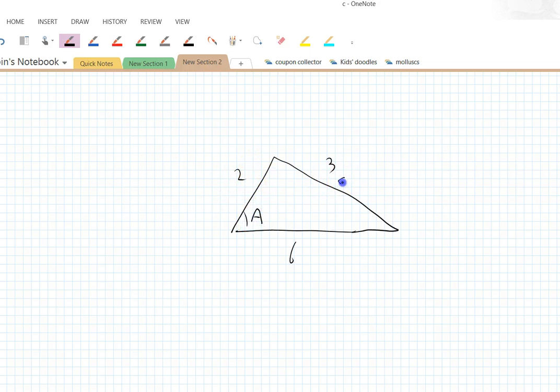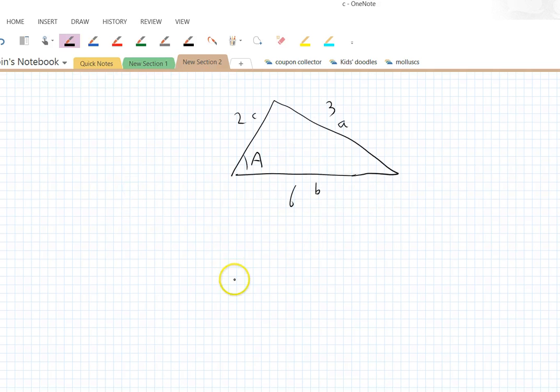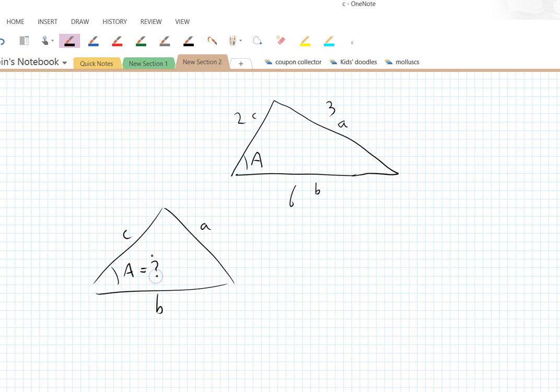So that's side A, B, and C. Actually, I'll write it out again. It's C, A, and B, and that angle there, I don't know. So let's write out the cosine rule again. Always start by writing it out. A squared equals B squared plus C squared minus 2BC times cos A.